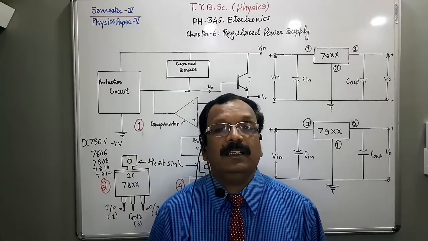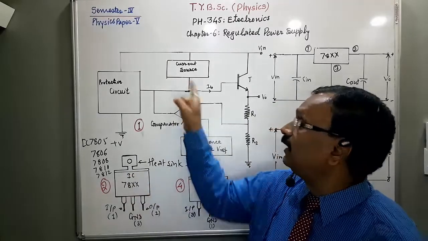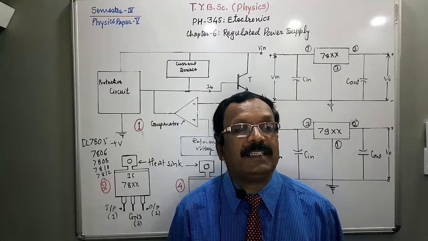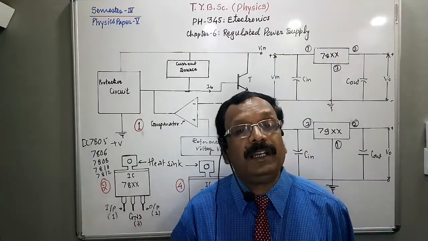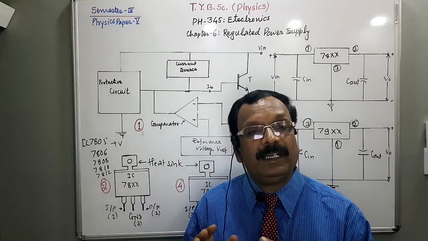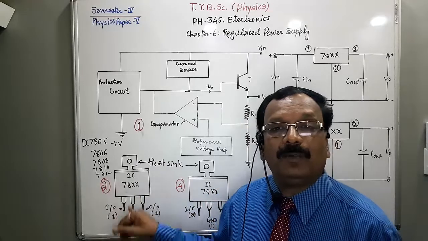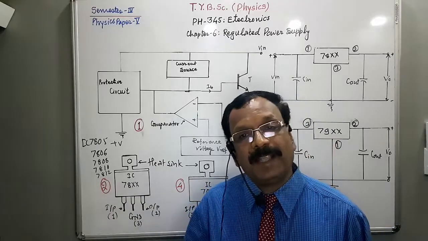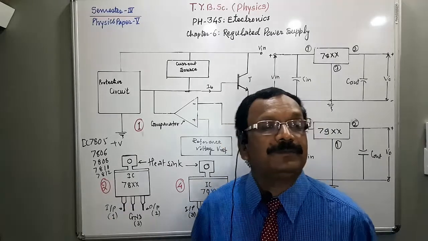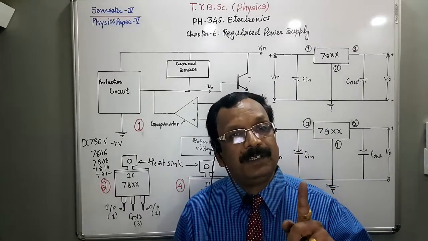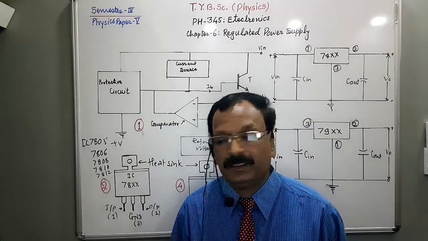The internal shutdown circuit prevents this IC from overheating. Though the IC is overheated, it is prevented from damage. It does not require an external component; by itself it does this. IC 78 series is very cheap and easy to use. Okay.